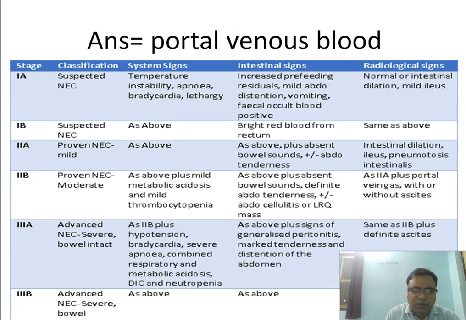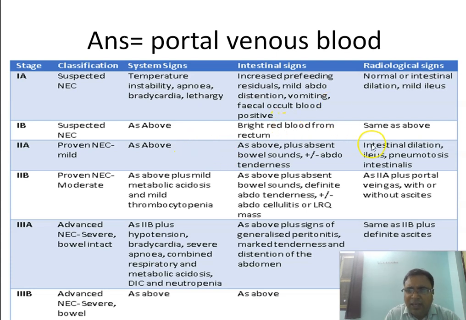The answer is portal venous blood. As you know, it is classified as 1A, 1B, 2A, 2B, 3A and 3B. 1A has just instability, apnea, bradycardia, lethargy. These features are non-specific. 1B, when will you get blood? Bright red blood from the rectum before getting, then that is 1B.